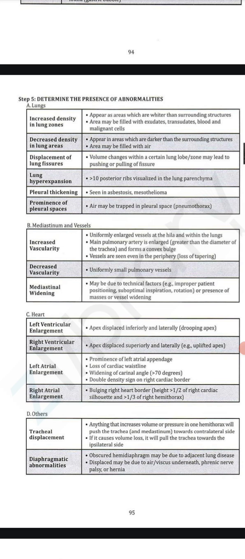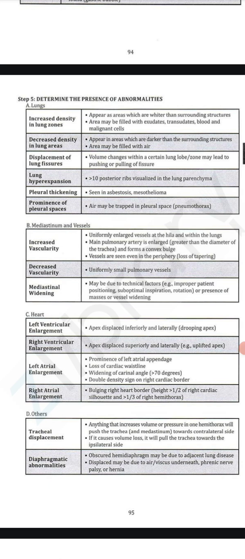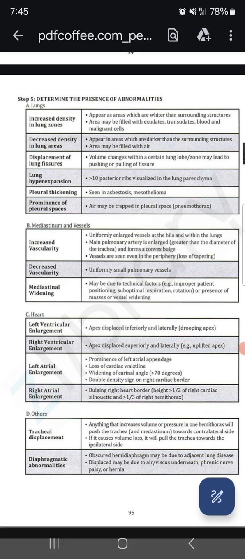Heart. Left ventricular enlargement. Apex displaced inferiorly and laterally, drooping apex. Right ventricular enlargement. Apex displaced superiorly and laterally, uplifted apex. Left atrial enlargement. Prominence of the left atrial appendage. Loss of cardiac waistline. Widening of the carinal angle greater than 70 degrees. Double density sign on the right cardiac border. Right atrial enlargement. Bulging of the right heart border. Height is greater than 1/2 of the right cardiac border and 1/3 of the right hemithorax.